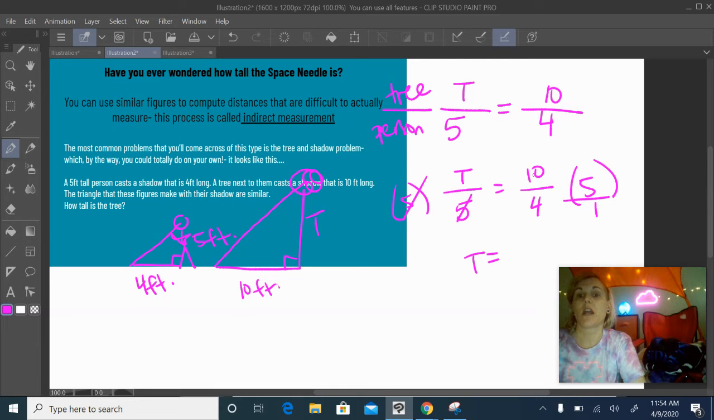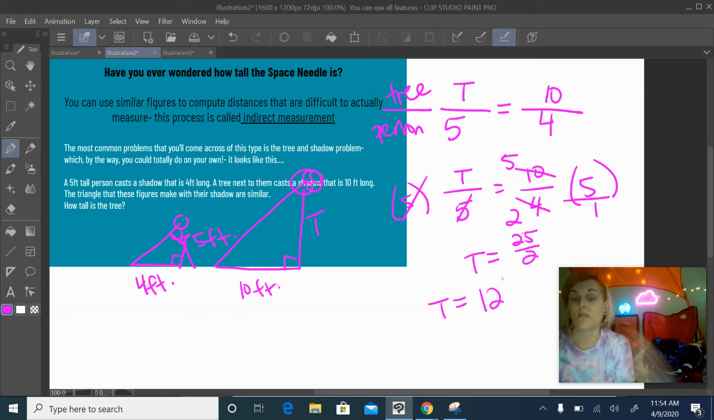4 and 10, those can both be divided by 2. So I'm going to make that a little bit easier for myself. And then I have 5 times 5 divided by 2, so 25 over 2. 2 goes into 25, so the height of the tree equals 12 and a half. And I want to make sure that I put on my units, that's feet.